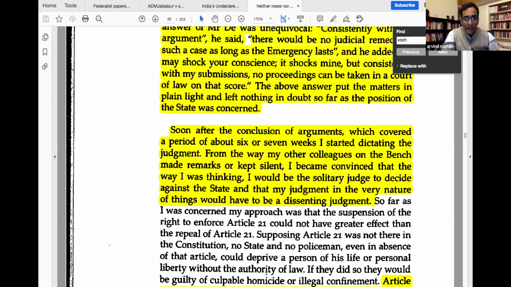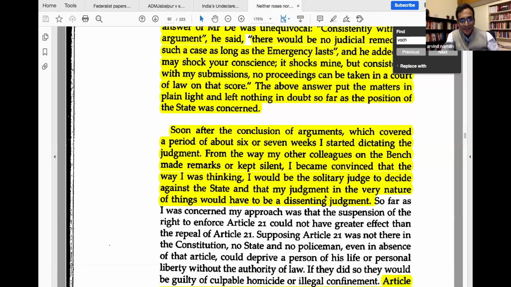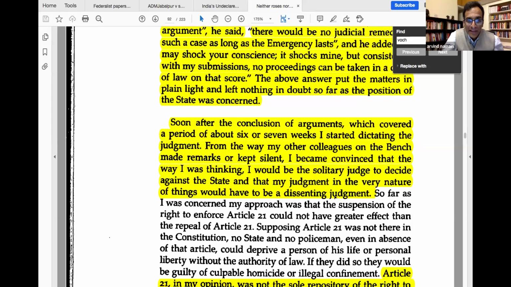Go ahead. Somebody please, the next paragraph. Go on, please. Soon after the conclusion of arguments, which covered a period of about 6 months. A little closer to the mic, please. Am I audible now? It's very, very light. Nandakumar, are you talking to us or are you talking to somebody else? Go ahead.